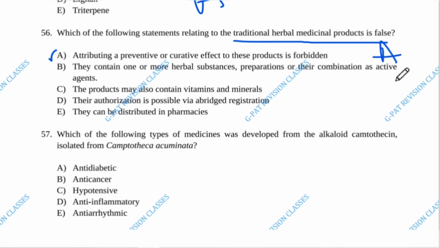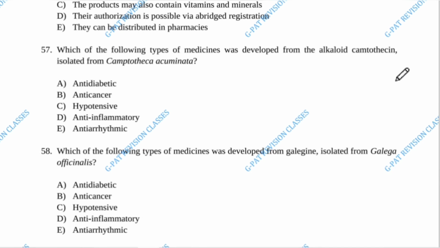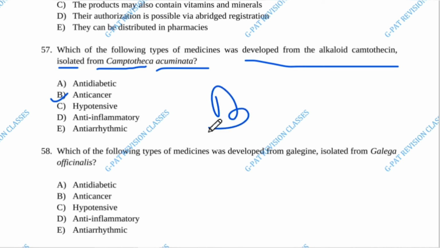Next is question number 57: which of the following types of medicine was developed from the alkaloid camptothecin isolated from Camptotheca acuminata? The answer is B, anti-cancer.